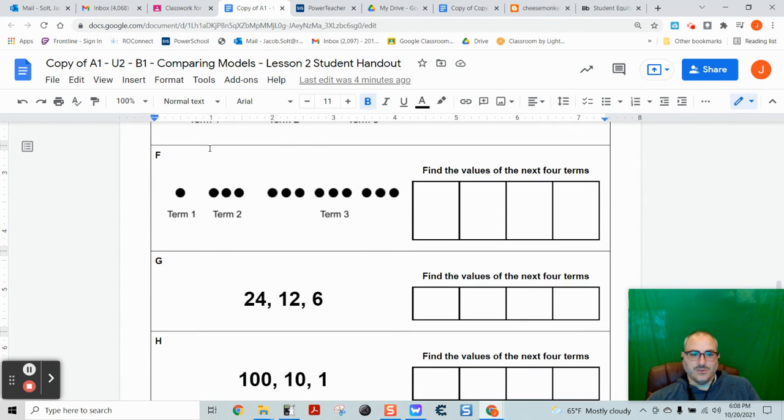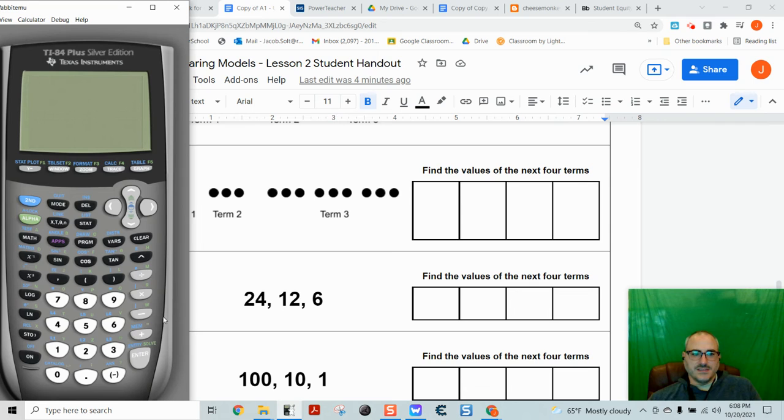I think you can handle this one. Figure out how this one is multiplying. This one is going down, so it's not multiplying, right? It's dividing by something. I got 24, 12, and 6. Maybe take a moment to think. What's going on? 24, 12, and 6. What is happening to these numbers?